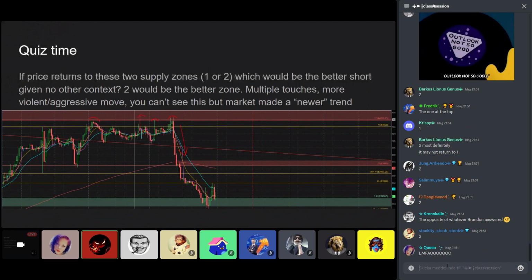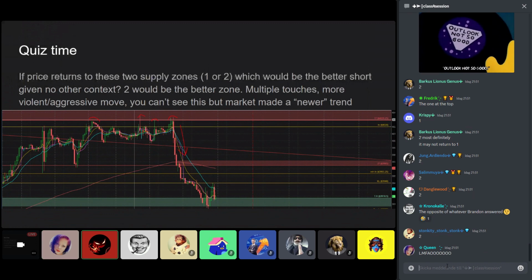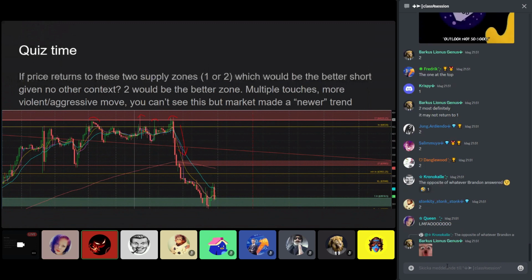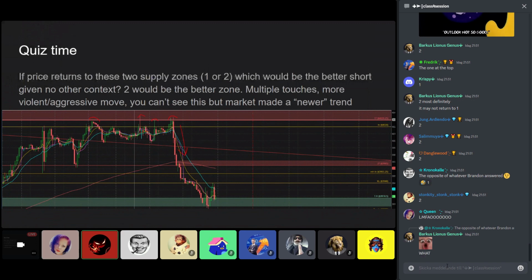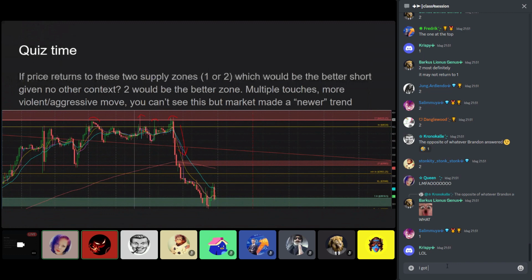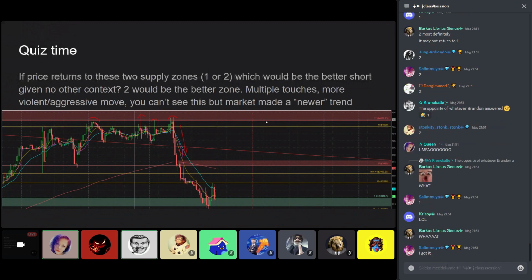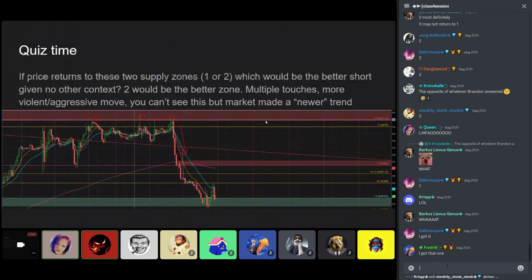So I would say 2. 2 would be the better zone. There's multiple touches. Brandon got it first. Wait, actually, I wrote the wrong thing. It's supposed to be 1. I'm sorry. Yes, all right, Crispy got it here.